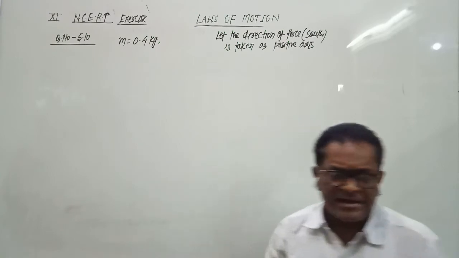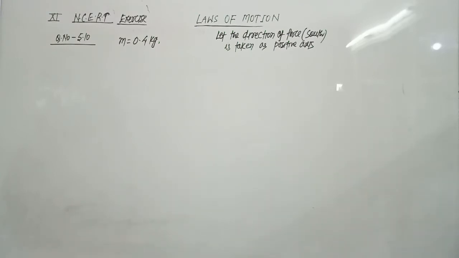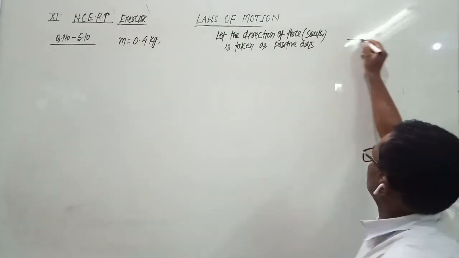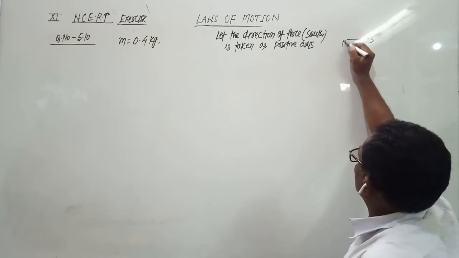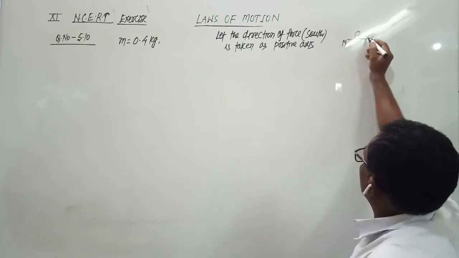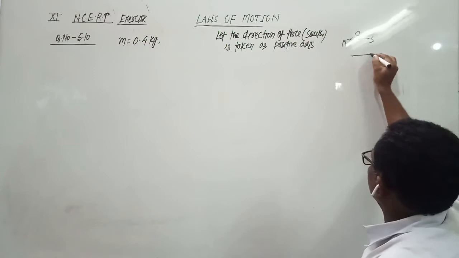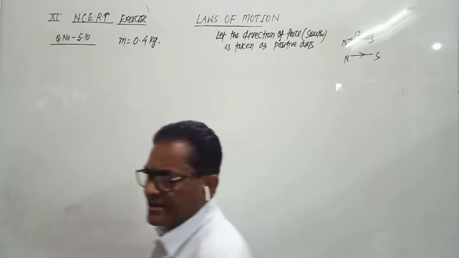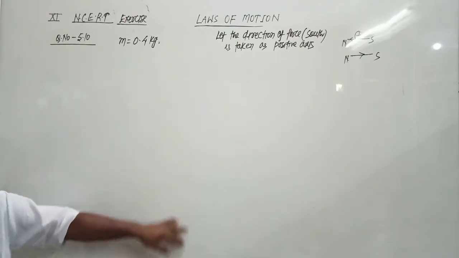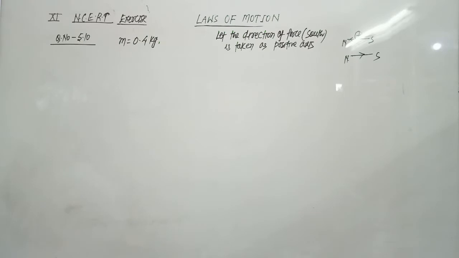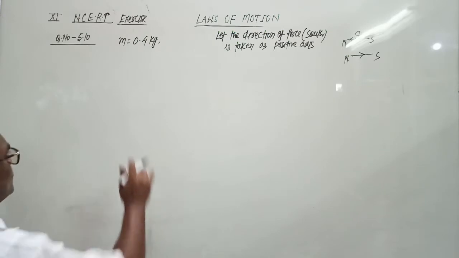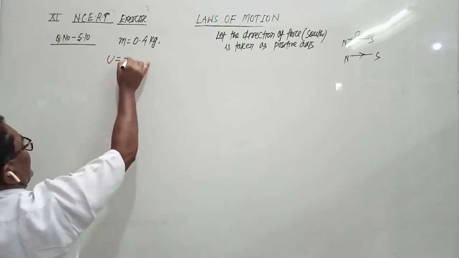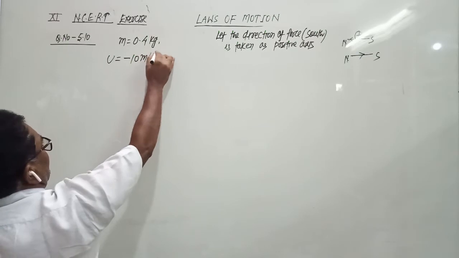Means we have taken the direction from south to north as the positive axis. Then north to south will become negative. We are given that the body is moving with a speed of 10 meter per second to the north. Means initial velocity u is taken as negative, minus 10 meter per second.